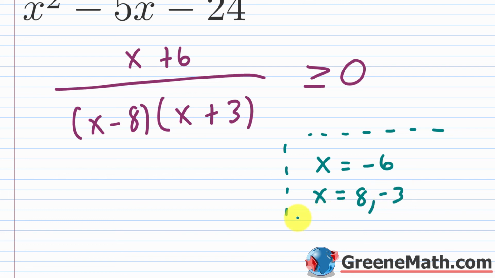Okay, so again, I'm just going to list the domain here, just so it's clear. So we know that x can't be 8 because 8 minus 8 would be 0. We'd be dividing by 0. That's undefined. So the set of all x such that x is not equal to 8. And then also it can't be negative 3 for the same reason.